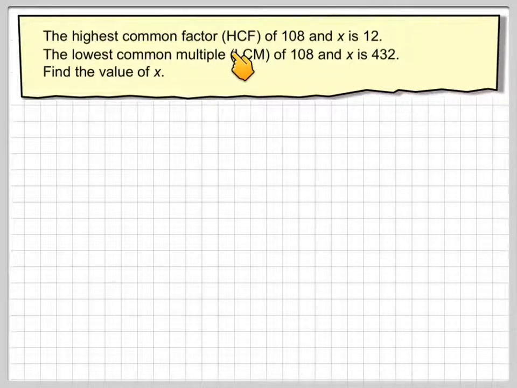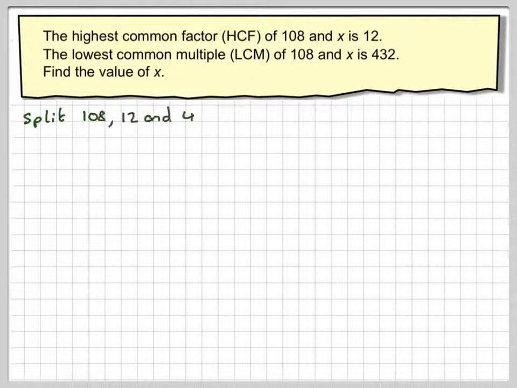The highest common factor, HCF, of 108 and a number x is 12, and the lowest common multiple, LCM, of 108 and x is 432. Find the value of x. Well, make sure that you know how to find the HCF and LCM, even if you knew the two numbers, before attempting to look at this video.